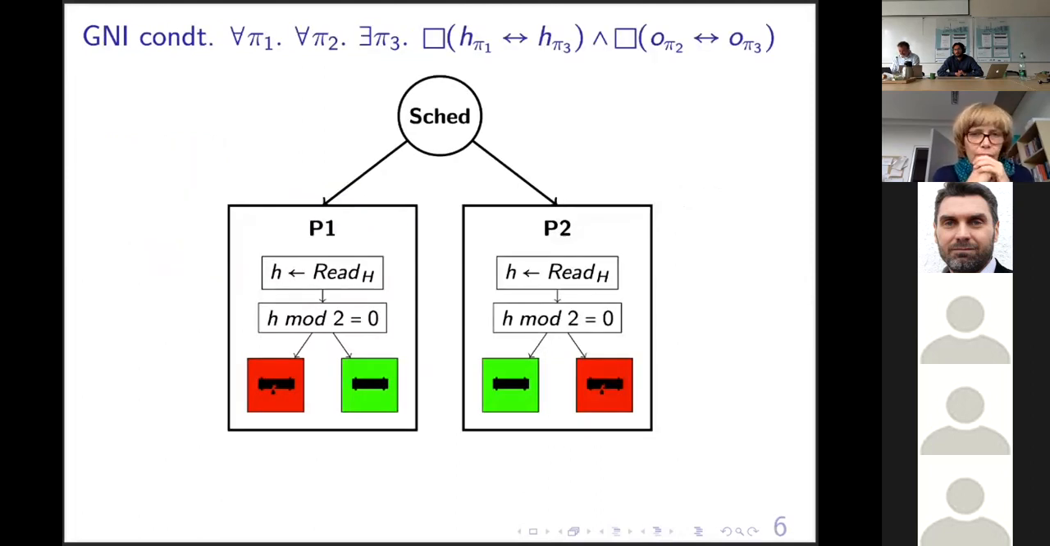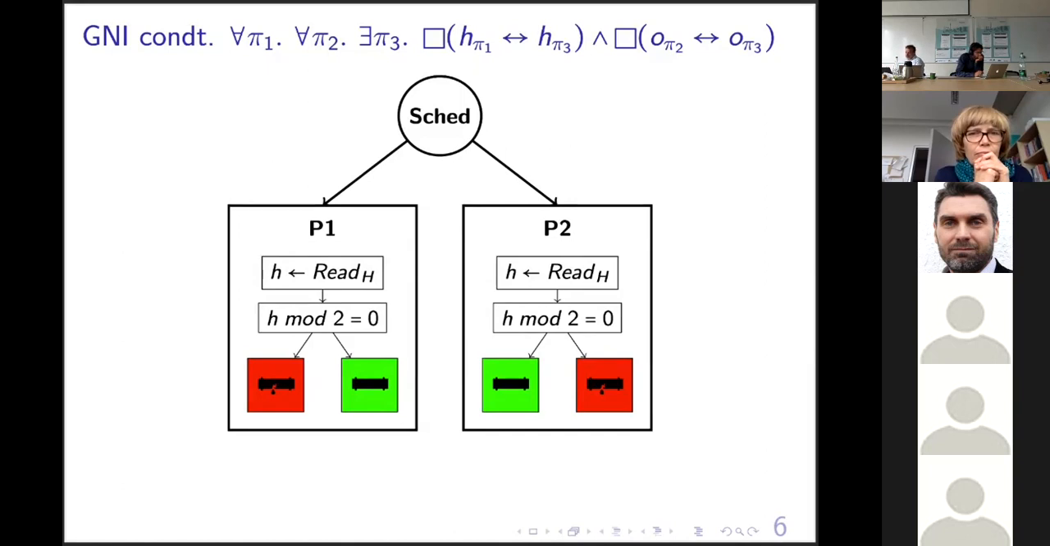For instance, consider the following example. So on top here, I again gave this property of generalized non-interference. And the program we consider here consists of two subprograms, P1 and P2, and they are both almost identical. They both read a secret, and depending on whether this secret is even or odd, they either leak information or they don't. Now crucially, P1 assumes the input to be odd, otherwise leaks information, whereas P2 assumes the input to be even and otherwise leaks information.